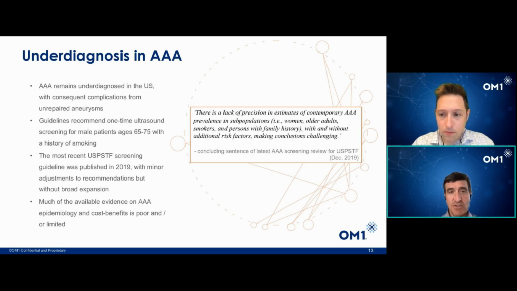The most recent screening guidelines were about 4 years ago. They made some minor adjustments, but it still hasn't been expanded broadly. And partly that is because fortunately it is rare, and we don't want to do too much screening and pick up incidental findings. And really though, the cost benefit analysis that this task force used for making these decisions, there's really limited information.